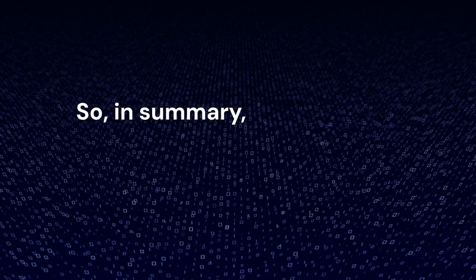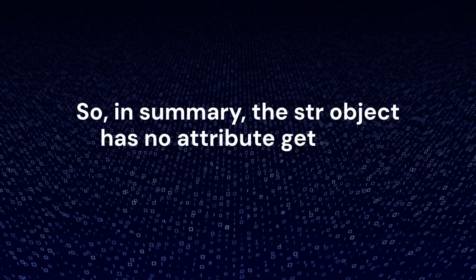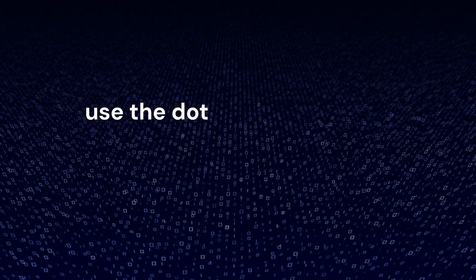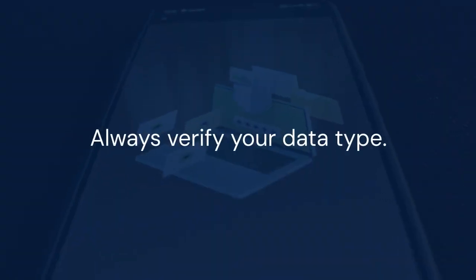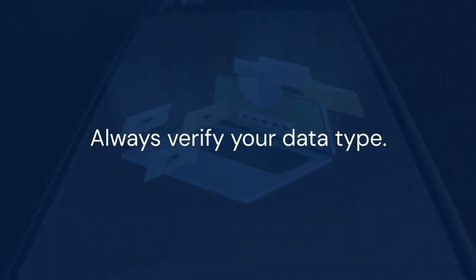So, in summary, the 'str' object has no attribute 'get' error happens when you mistakenly use the .get method on a string instead of a dictionary. Always verify your data type and use the correct methods.